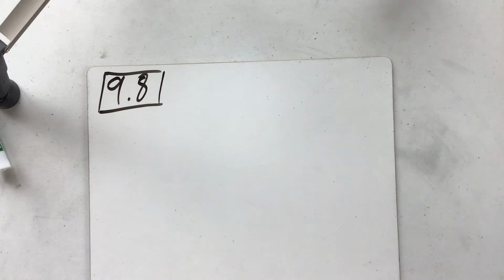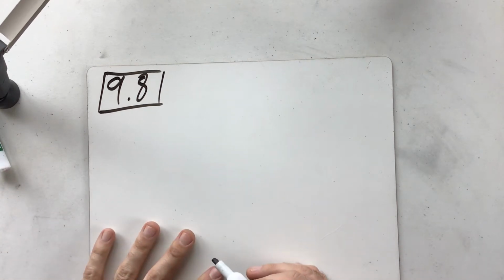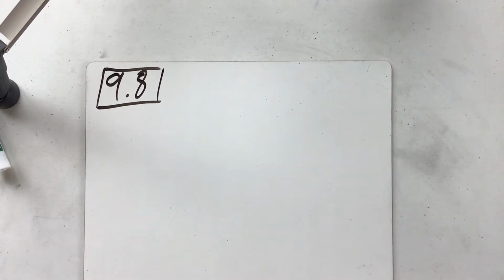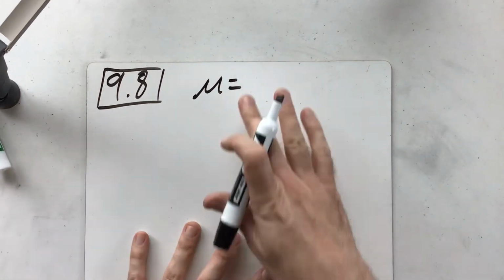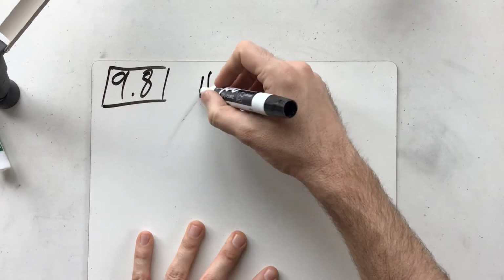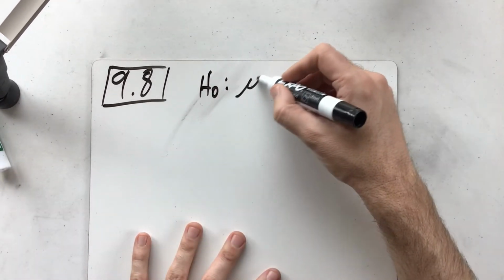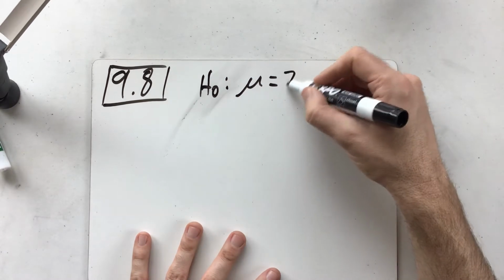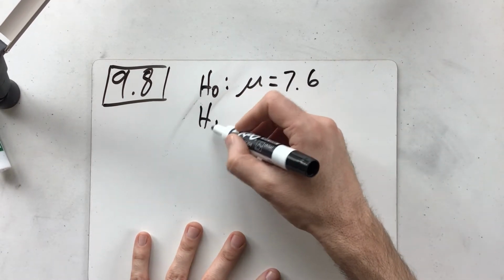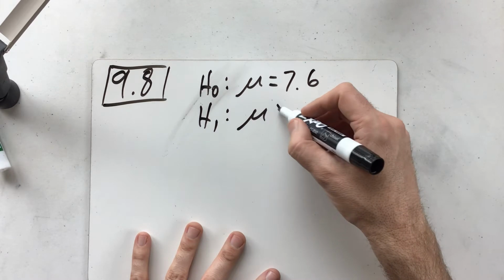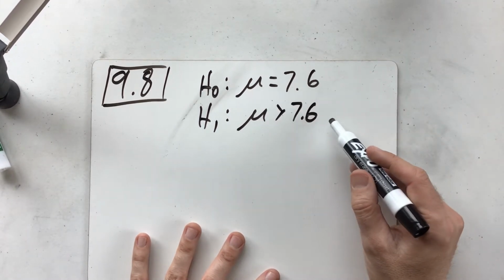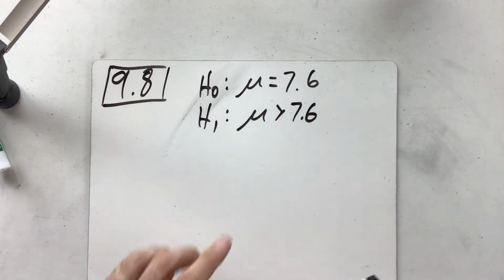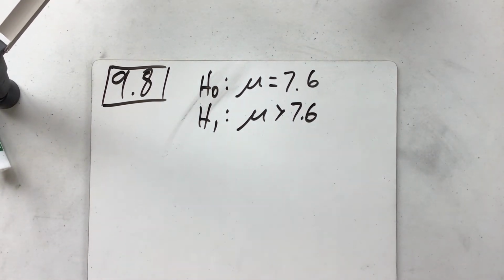So let's check this problem out and see how it compares. The first thing we need are the hypotheses. What are the hypotheses going to be? Well, if December is the same as every other month, then H naught: the mean should equal 7.6. And if December has more accidents, then the mean should be bigger than 7.6. So this is the default. If there's something interesting, that is if more people are getting accidents, then we'll get a mean bigger than 7.6.